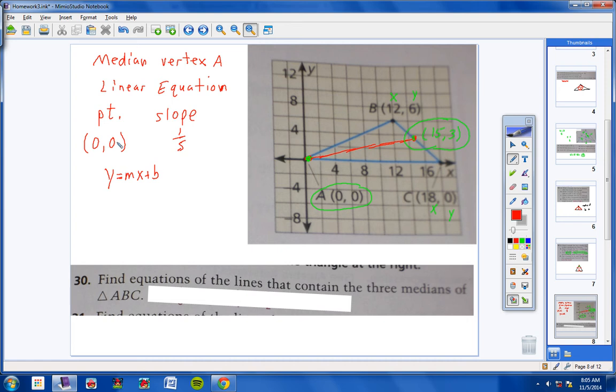Okay, for y, this is my x, this is my y, this is my m. So for y, I'll put a 0. For m, I'll put 1/5. For x, I'll put 0 plus b. Okay, 1/5 times 0 is 0. This is easy. 0 plus b is 0, so b equals 0.